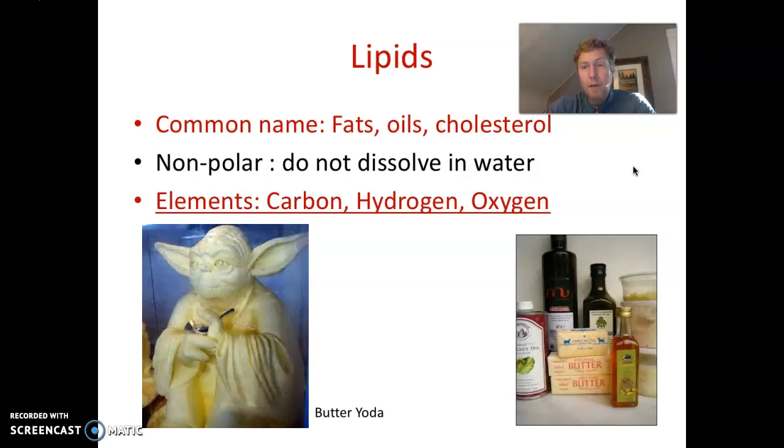Kind of like carbohydrates, the elements, or in other words, the atoms that make up lipids are carbon, hydrogen, and oxygen. Lipids are nonpolar. They do not dissolve in water. Remember how water is a polar molecule? Well, if you've ever put oil in water, it doesn't mix, right? And you've heard the saying, those two mix like oil and water. They don't mix.